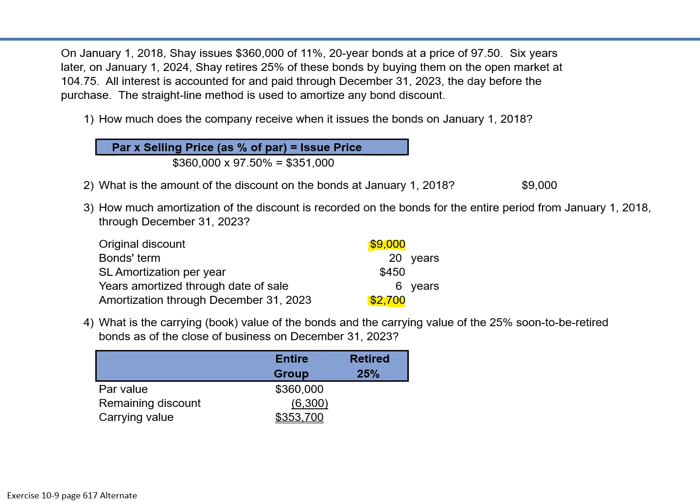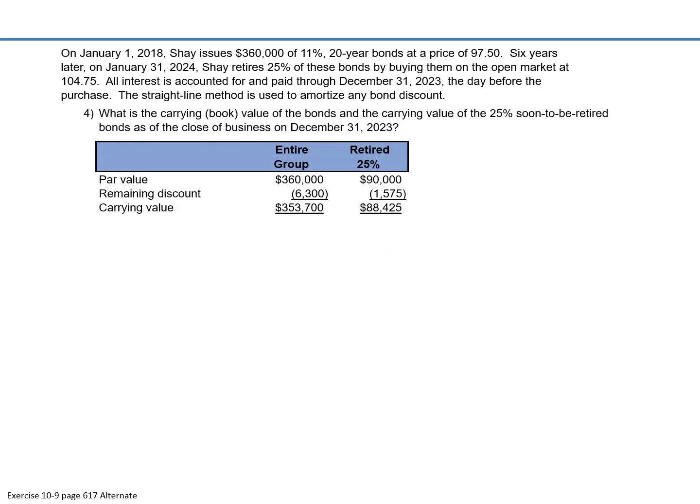If we're going to retire 25%, multiply each of those lines by that 25%. So the par value of what we want to retire is 90. The remaining discount of what we want to retire is 1,575. So that means the carrying value is 88,425. All right, so how much did the company pay on January 1st, 2024 to purchase the bonds it retired? Take a minute, figure that out, and when you are done, you can resume the recording and we will go through it.